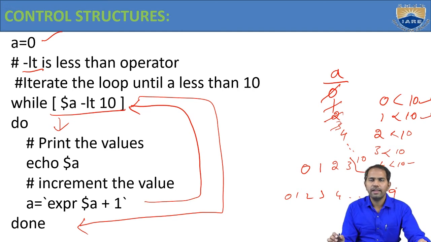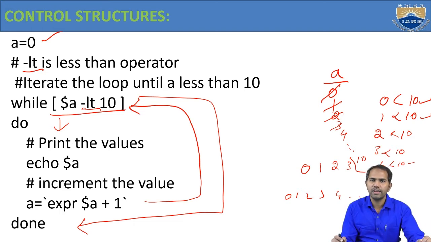10 less than 10 fails. 10 less than or equal to 10 is true. Here the condition takes the a value, and LT means less than: a is less than 10, a numeric value. Yes, the condition is true, then enter the loop. First I am printing the a value. After printing a, increment a by 1. Then repeat this procedure until a is not less than 10.